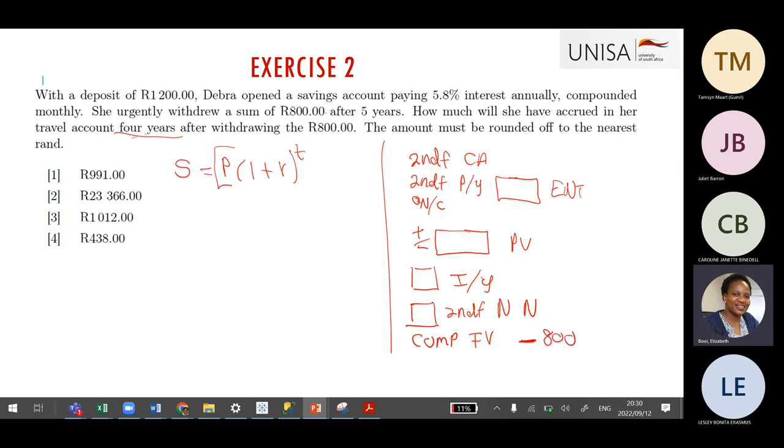What I forgot to do here is also for you, once you have calculated this, you will need to subtract 800. And that will give you your balance after 5 years. But remember, it says how much she would have accrued in her travel account 4 years after withdrawing the 800. So it means from getting that, we need to calculate another one with the new balance, with the new money that is on there.